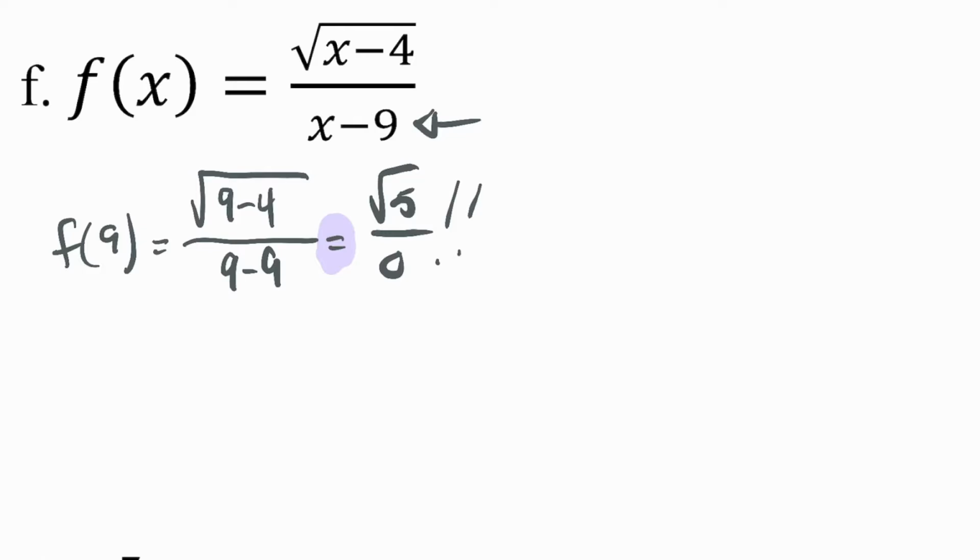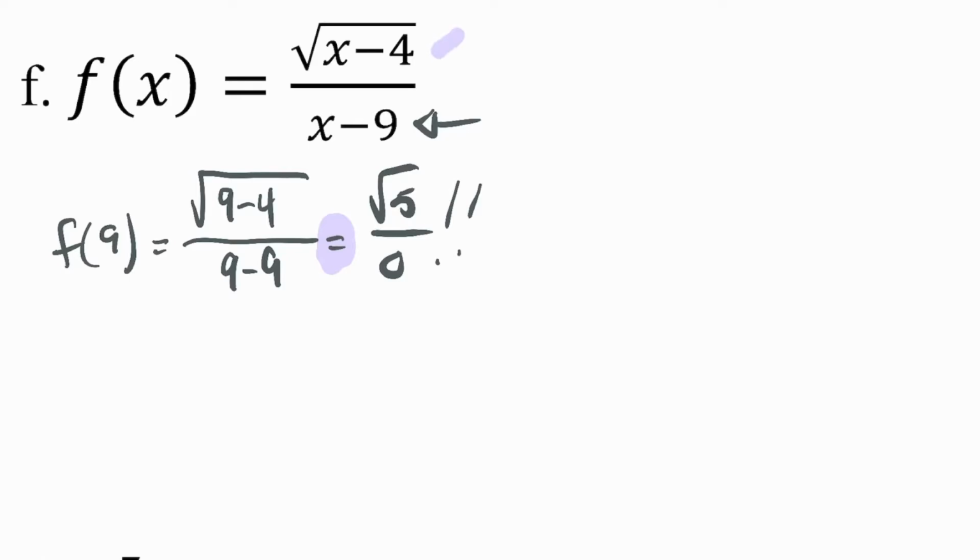This kind of thing will become more important in Cal 1. How you handle division by 0 will be treated in a lot more depth in Cal 1. So that's basically something to think about. 9 is not a valid input because of the denominator.